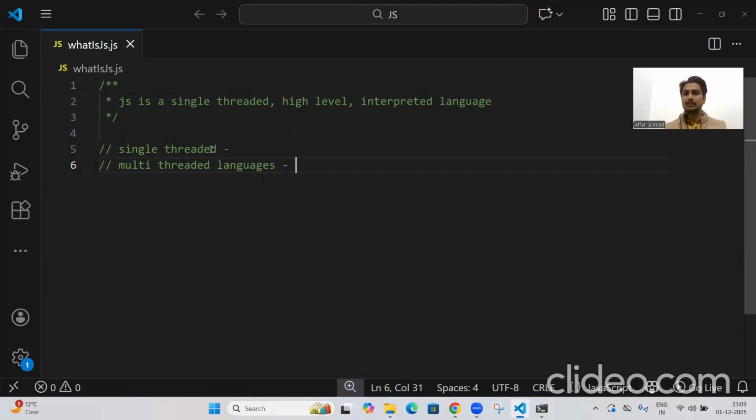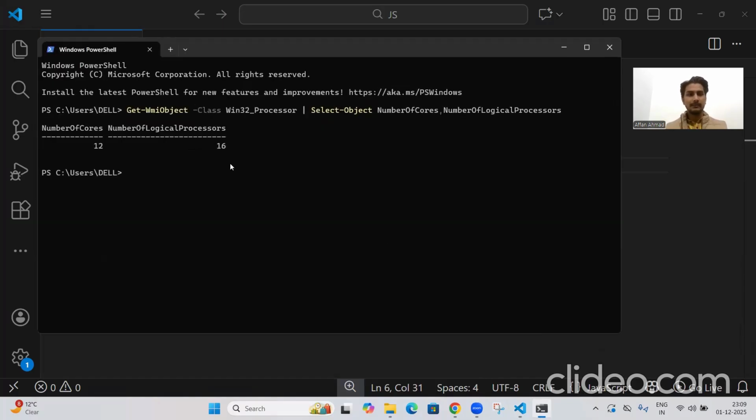So first of all, let's understand what threads are. If I show you in my system, we have number of cores 12 and the number of logical processors 16. So these logical processors are actually threads of my CPU. So we have 16 threads in my system.